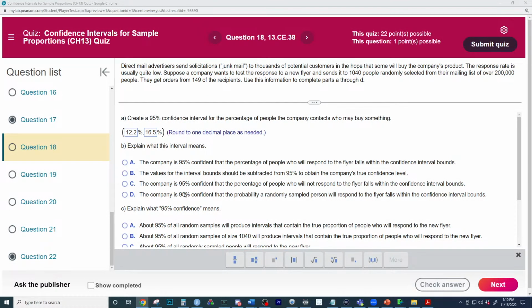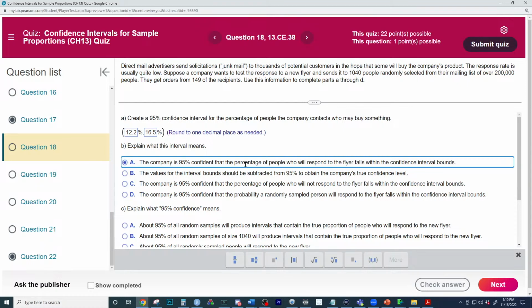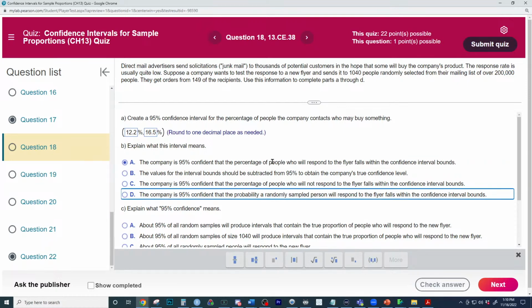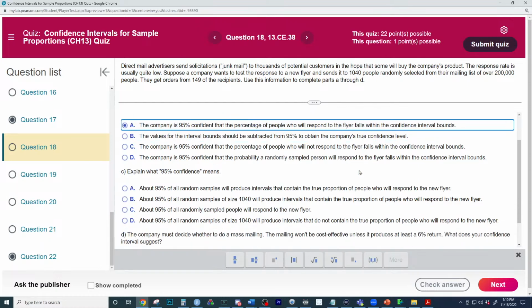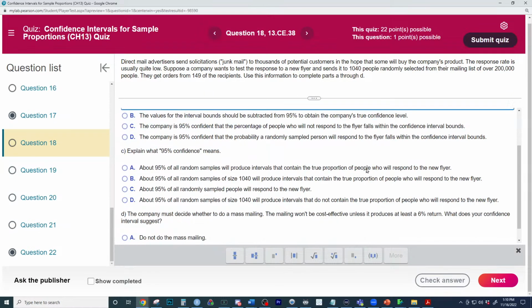The company is 95% confident that the percentage of people who will respond, because that's what they're trying to understand, that's the context, falls within the interval. Don't love that, but it's not the randomly sampled people. It's the company is trying to estimate the true proportion of people who will respond to the flyer. I don't like the word falls because that's active on the truth. It's that the interval would contain the truth.